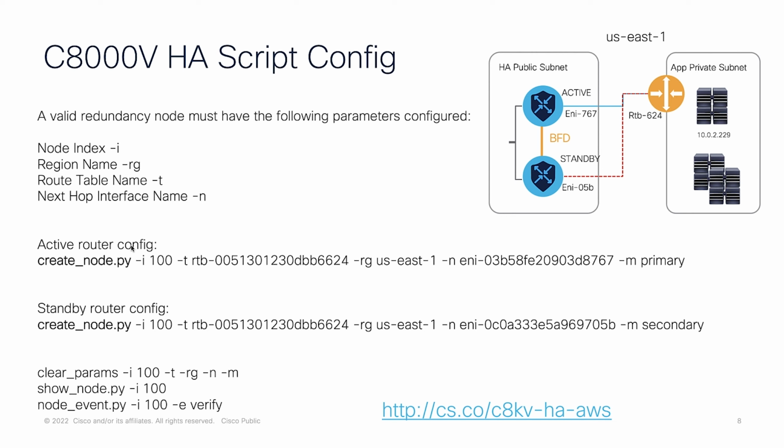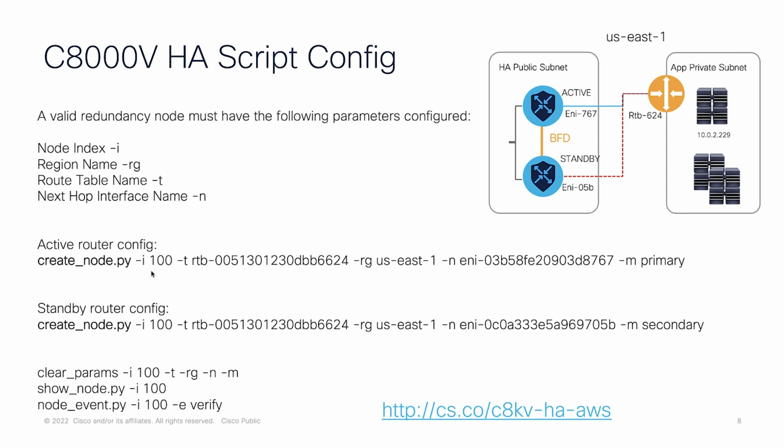We're going to run similar commands on both the active and standby router. Here we're going to use the create_node.py. This is the actual command that is going to create the availability script and run in the background. What we're going to do here is go over what this command does and what the flags mean. For example, in the active router config, I'm passing a node index of 100. This number can be whatever you want.